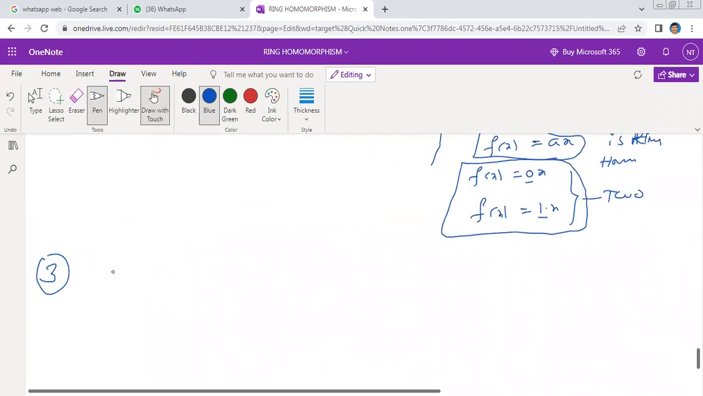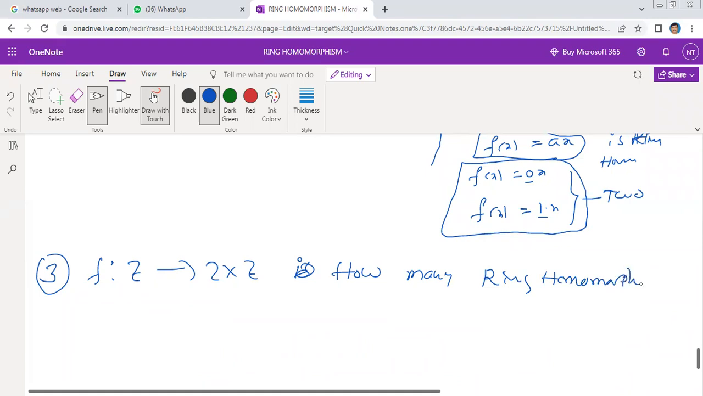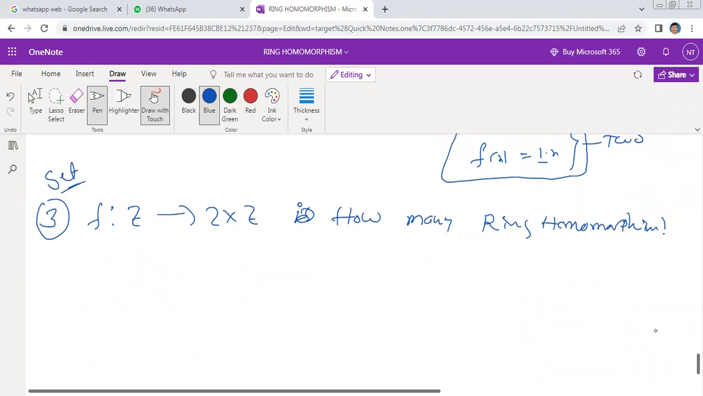All right. Now, f is a mapping from Z to Z cross Z. How many ring homomorphisms are there? This is a set question. Can anybody say? Only 4, sir. Yes, the answer is 4. Good, correct answer, Chandraya. Nice.